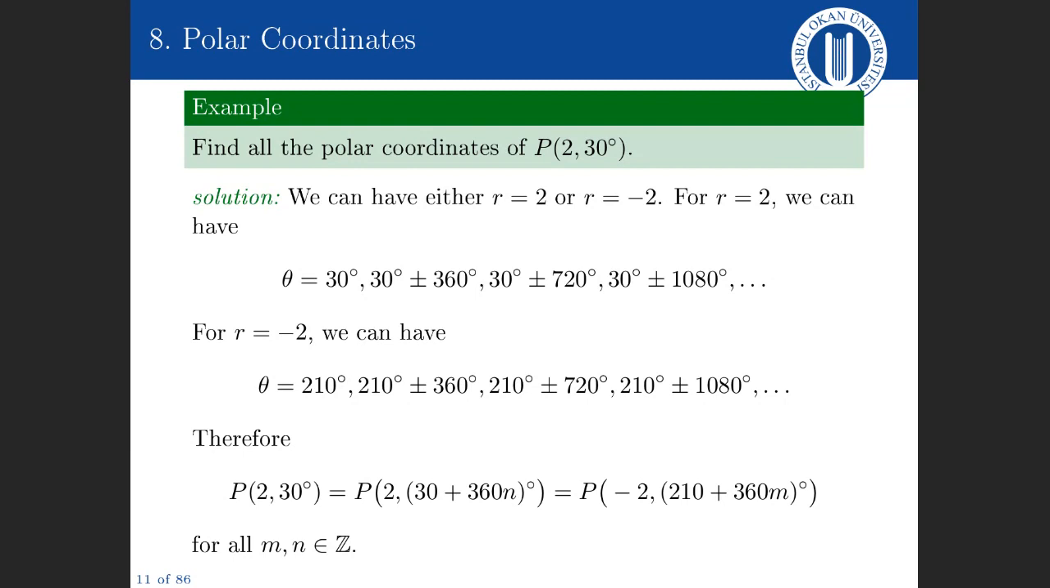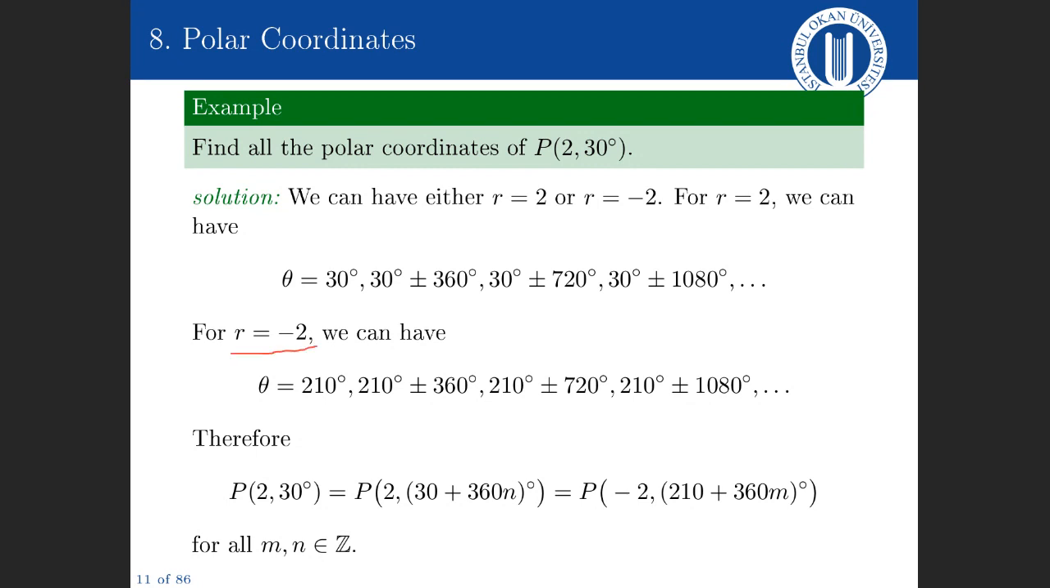For example, find all of the polar coordinates of the point 2, 30 degrees. We start with a choice. We can either use plus 2 or we can use minus 2. First, we'll talk about using R equal to plus 2. Then we have 30 degrees, or we can go all of the way around, 30 degrees plus 360 degrees. This is 30 degrees, or I could measure around like this. This is 390 degrees. Or I could do 30 degrees plus 720, go all the way around twice and then another 30, and so on. 30 plus 1080 degrees. Or we go the other way. Previously we said we had minus 330, that would be 30 minus 360. I could do 30 minus 720 and so on.